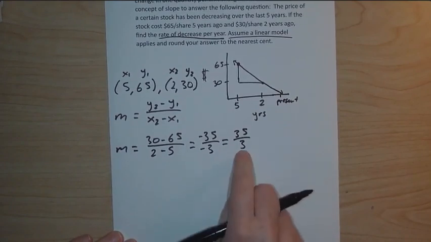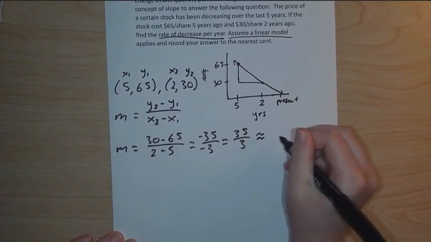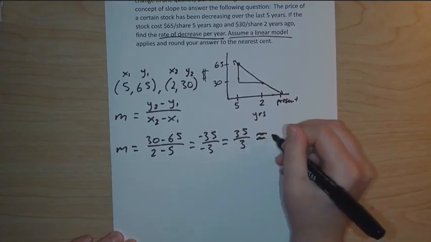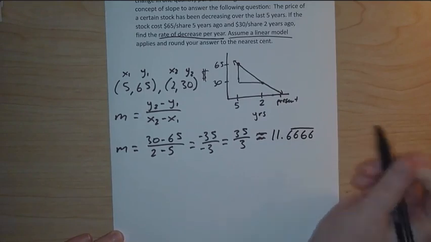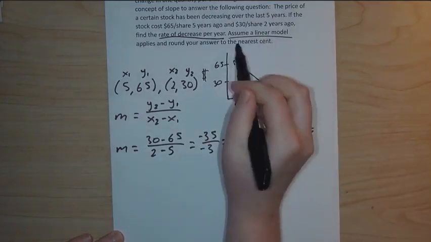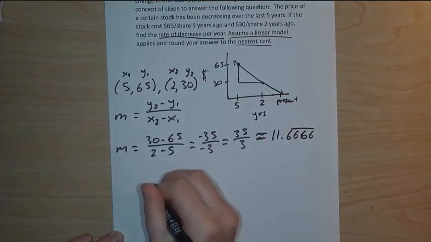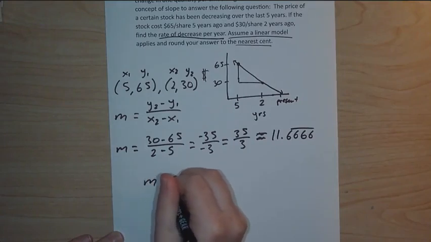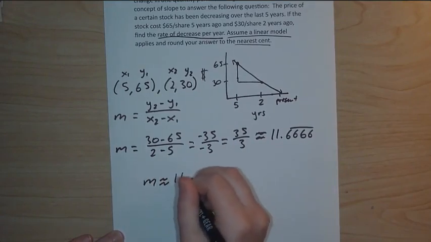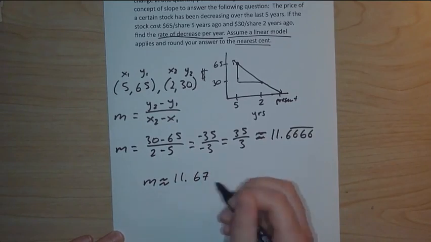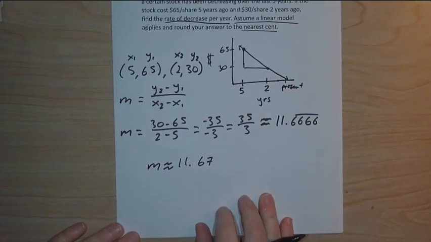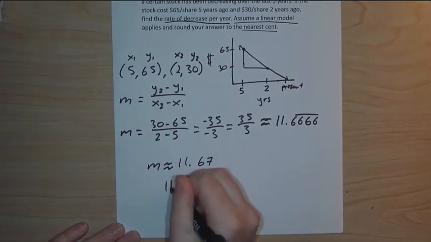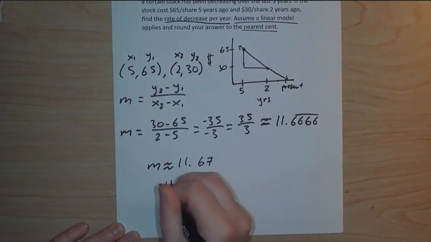So if you plug this into a calculator, you'll get that this is equal to 11.6666 repeating, so the 6 repeats. And it wants us to round it to the nearest cent. So our slope is about 11.67, which means that our rate of decrease per year is about $11.67.